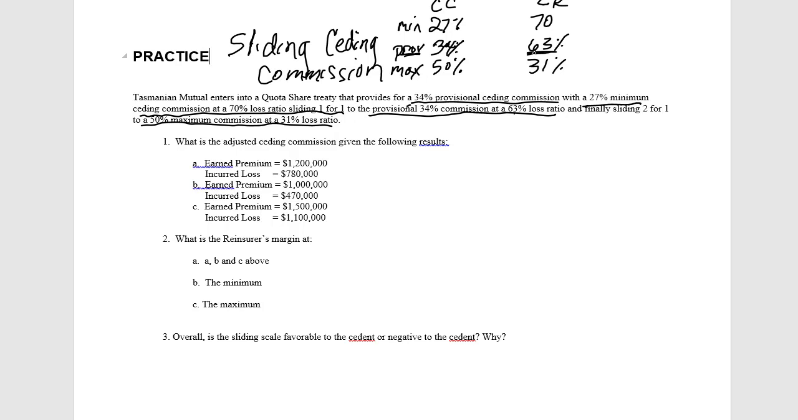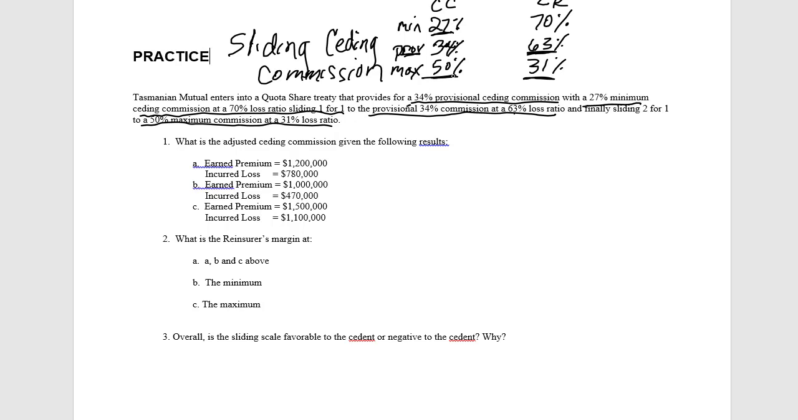A minimum ceding commission is the minimum commission the reinsurer will pay to the cedant no matter how bad the loss ratio is. So if the loss ratio on the reinsured business goes above 70%, the reinsurer will still pay 27% to the cedant. On the other side, if the loss ratio is even better than 31%, the reinsurer will pay a maximum of 50%. It won't go higher than that.